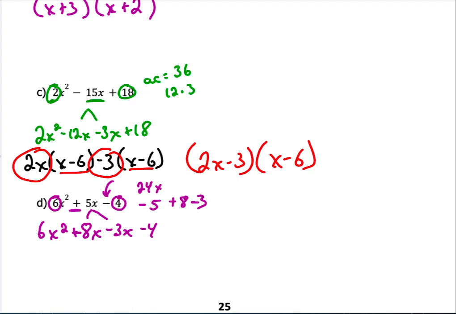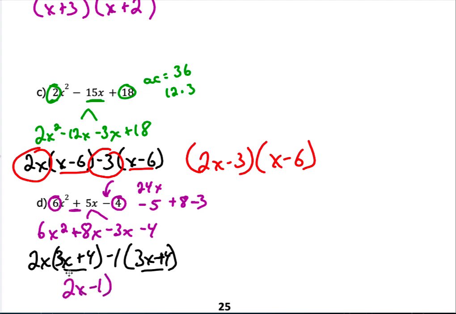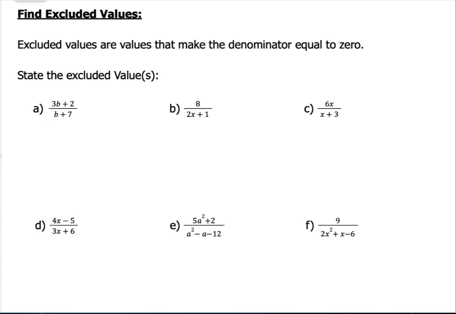Then I factor it into pieces. 6x squared plus 8x, I can factor out a 2x, and I'm left with 3x plus 4. Over here, negative 3x minus 4, I want to get 3x plus 4, because remember, I want those two to match, so I must have factored out a negative 1. So I get 2x minus 1 and 3x plus 4. So we're going to use those skills in these next couple of days of lessons, so it's good to review. All right, so next part is finding our excluded value.